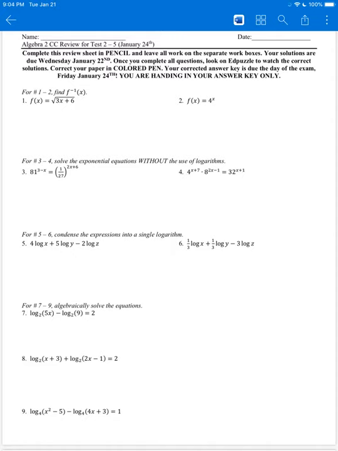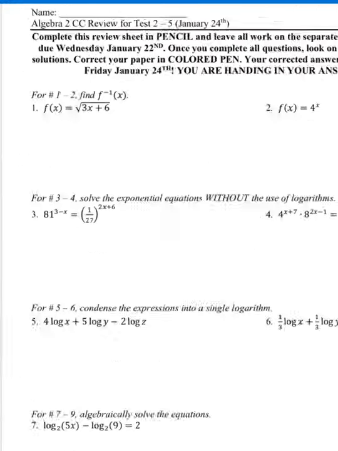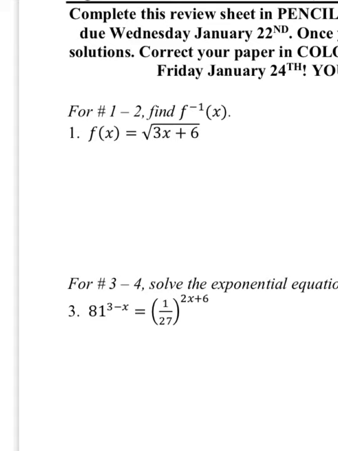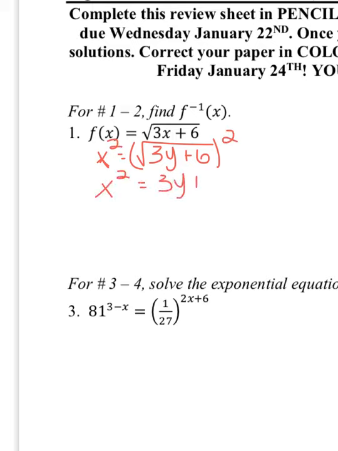So for numbers 1 and 2, it asked you to find the inverse of those functions. So your rules for inverse are to switch the x and y values. So now this is x equals the square root of 3y plus 6. And then to solve this, to get rid of a square root, you square both sides. So now it's x squared equals 3y plus 6. X squared minus 6 equals 3y, and then you divide by 3.